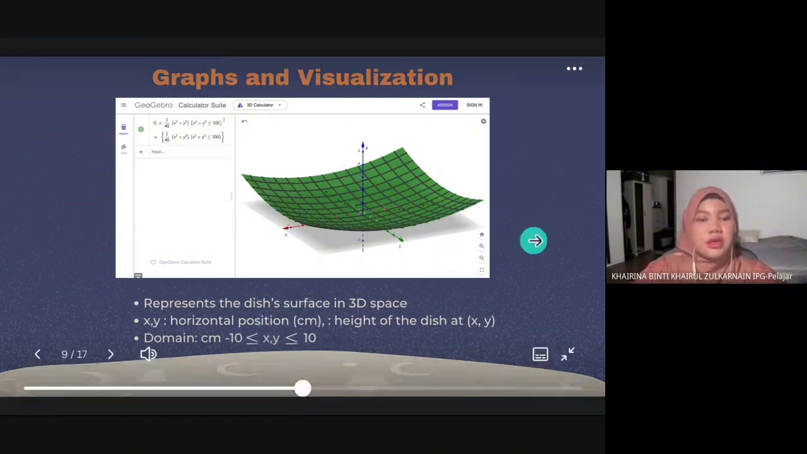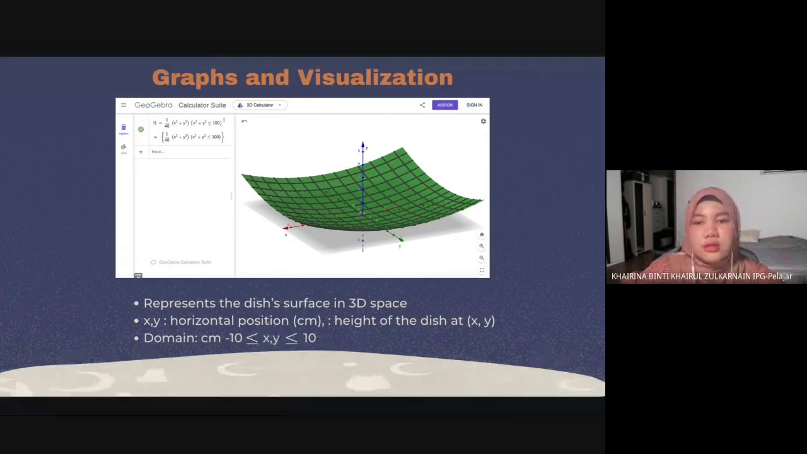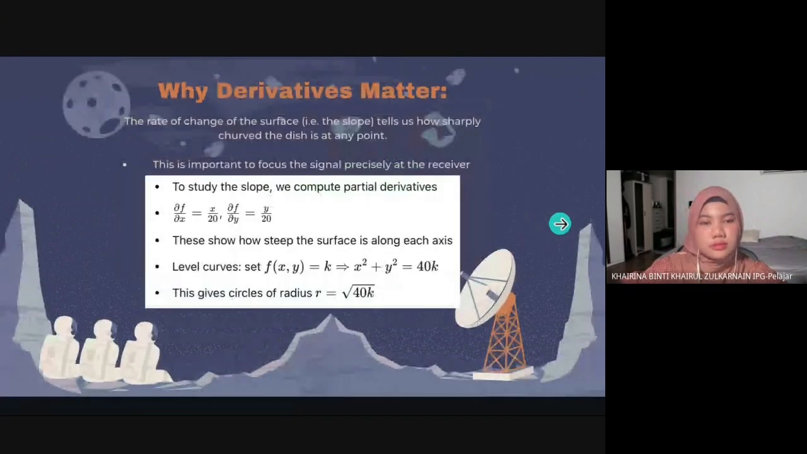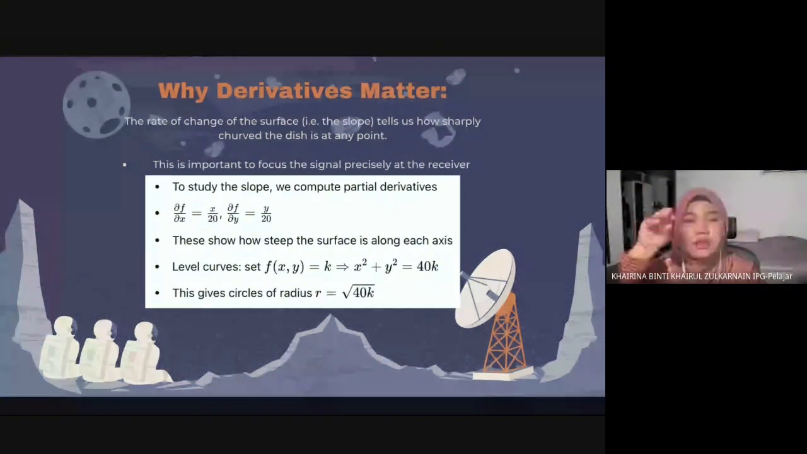The range is x² + y² ≤ 100. Why do derivatives matter? They give the rate of change of the surface, how curved the dish is at any point. This is important to focus the signal precisely at the receiver.